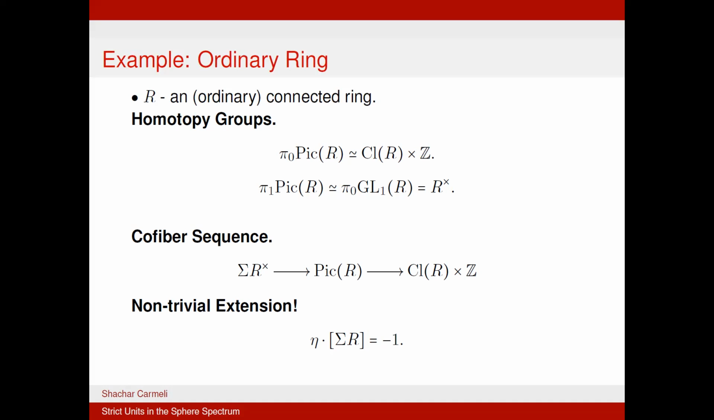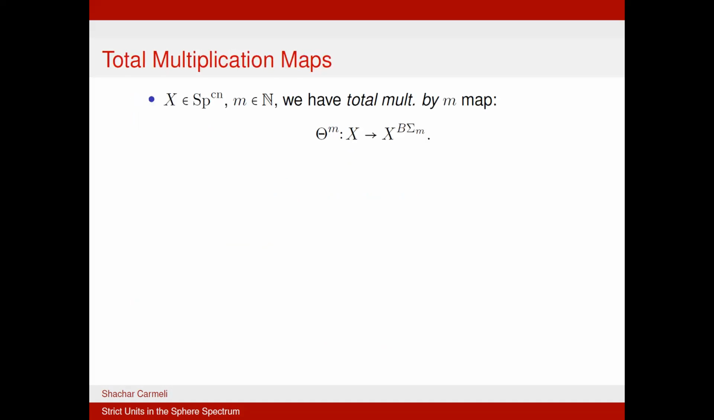And we see that if we take an infinity ring, we expect the Picard spectrum to be very interesting, because already for an ordinary ring, it was somewhat interesting. So how do we understand the extra structure a spectrum has on top of an underlying space? One interesting invariant of a spectrum is the so-called total multiplication map, which I think is known by many other names as well.